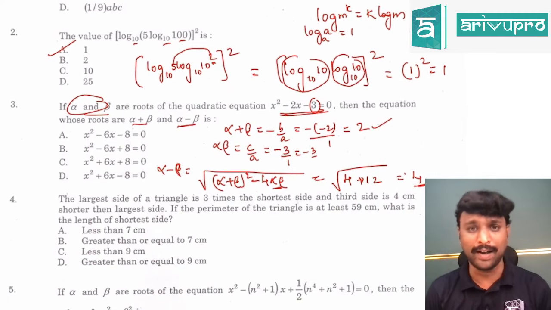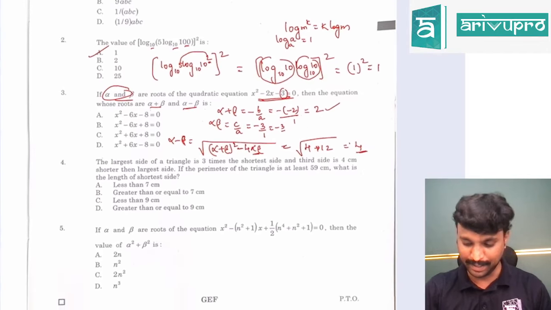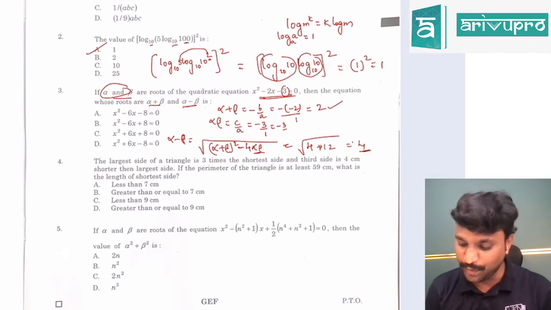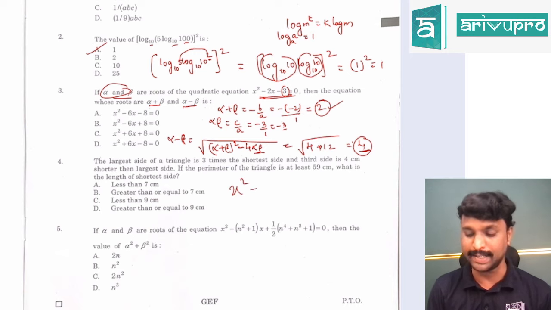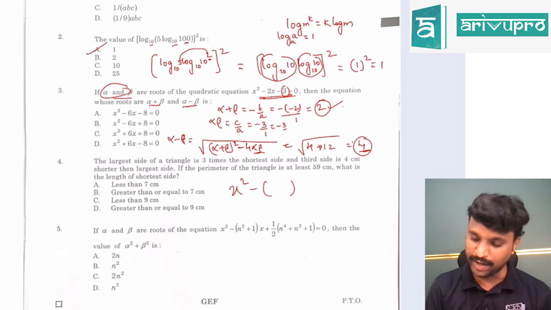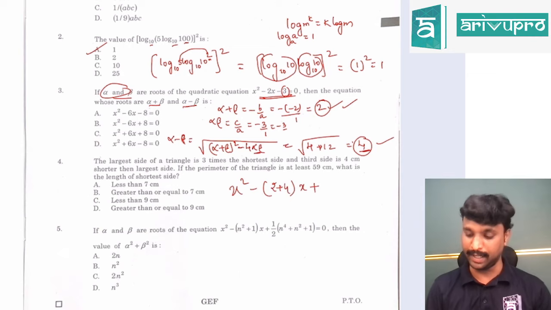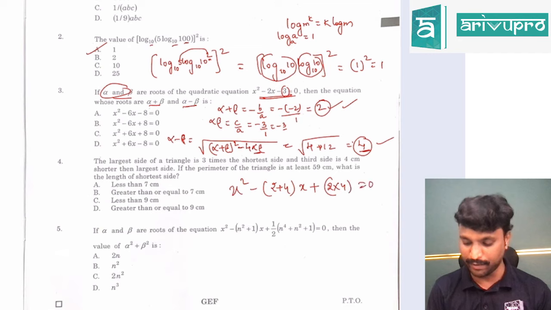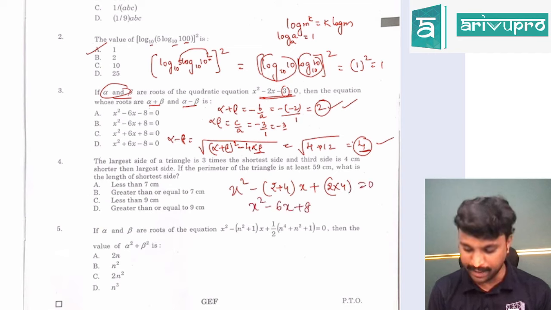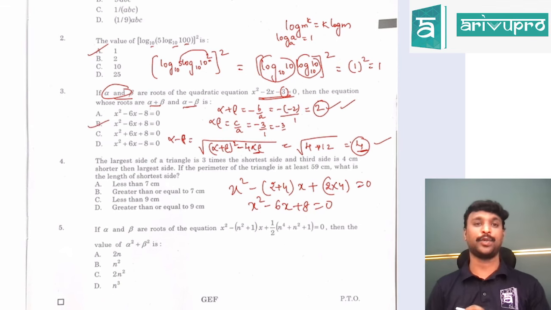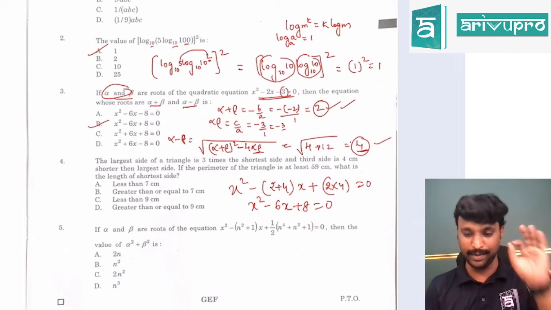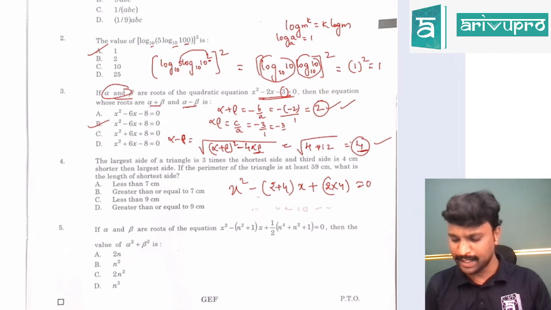Now we got the value of alpha plus beta and alpha minus beta. Now guys, what we want is the equation whose roots are 2 and 4. Guys, when you know the roots, how do you construct a quadratic equation? It is x square minus the sum of the roots. The sum of the roots is what? One is 2, the other one is 4. So x square minus (2 plus 4) into x plus the product of the roots, which is 2 into 4, equal to 0. Therefore it's x square minus 6x plus 8 equal to 0. Hope this is clear. So the answer for this question is option B, x square minus 6x plus 8 equal to 0, right? Guys, let's move on to the next question.